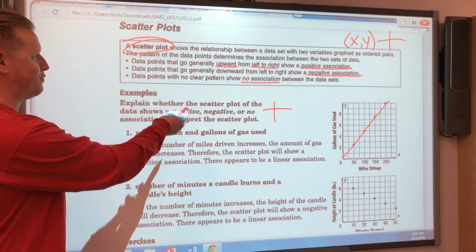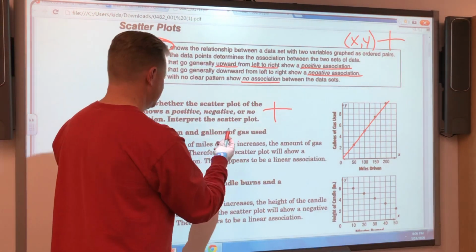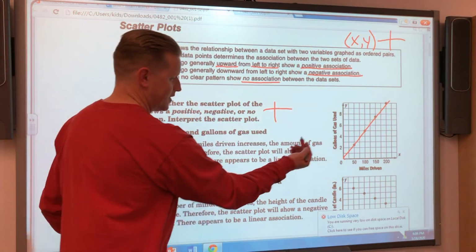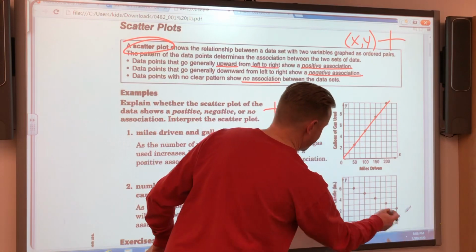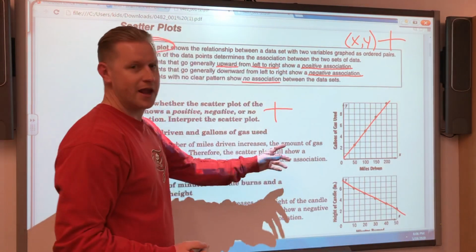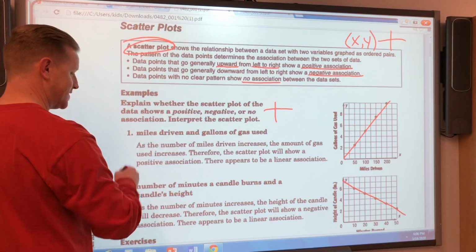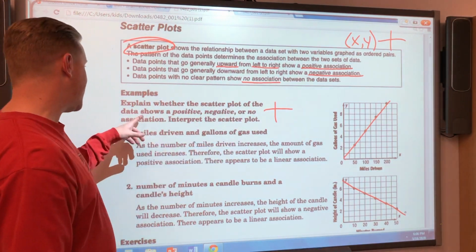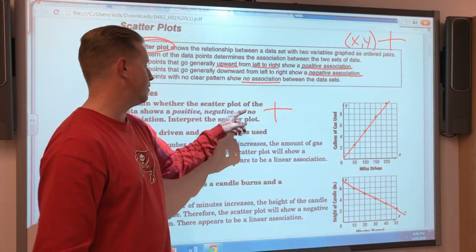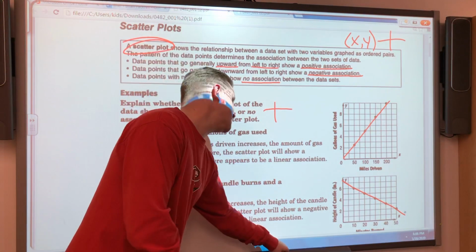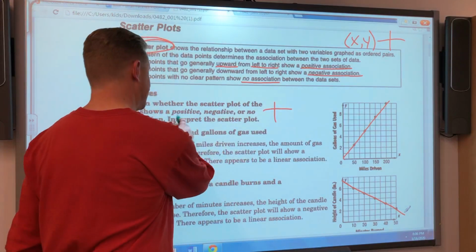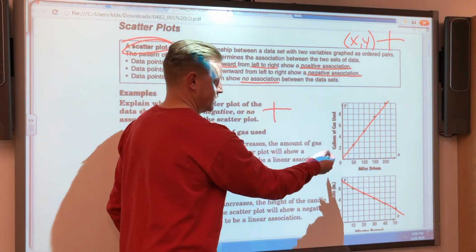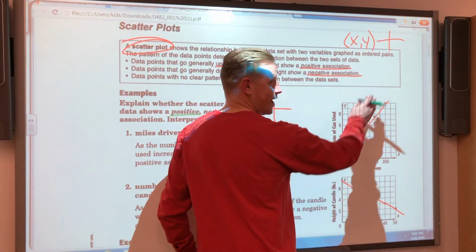If we were to read all this, which we're going to, because this is part of it, there are many questions in here. Looking at this one, just looking at a quick association: negative association. Now let's see what they're asking of us. Explain whether the scatter plot of the data shows a positive, negative, or no association. Well, we just did that. We just proved that has a positive association because it's going upward from left to right, from the origin.